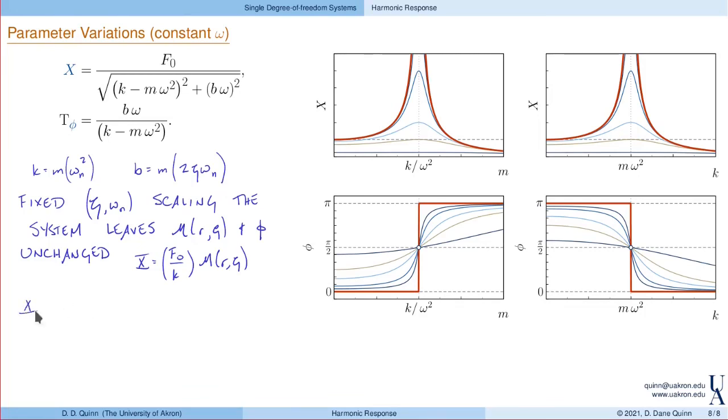Well, we actually kind of did this before, but I can write the amplitude in the following. I'll factor out a value of K, and we end up with 1 minus m omega squared over K, squared, plus b omega over K. So now, in this case, what happens if I just change m?